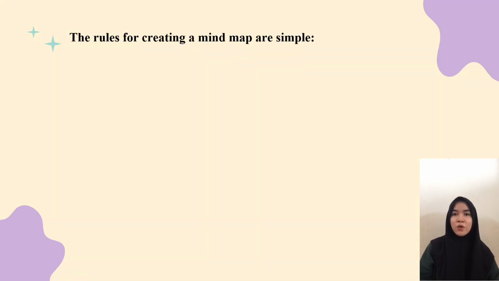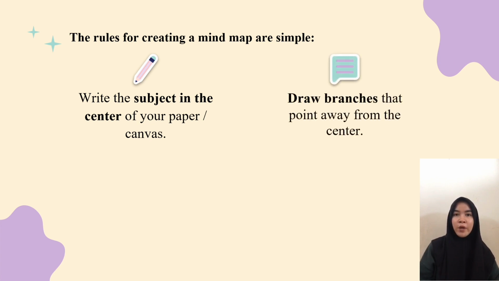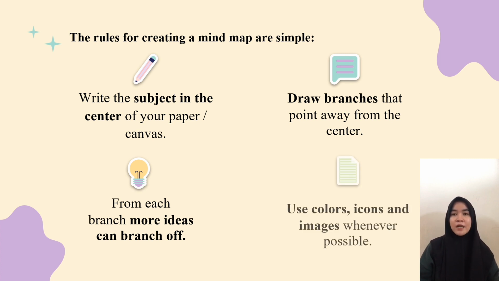Whatever you use, the rules for creating a mind map are simple. First, write the subject in the center of your paper or canvas. Second, draw branches that point away from the center. Third, from each branch, more ideas can branch off. There is no limit to the number of hierarchical levels in a map. Fourth, use colors, icons, and image whenever possible. This function as mental triggers and can help spark new ideas in you, which is important during brainstorming session.